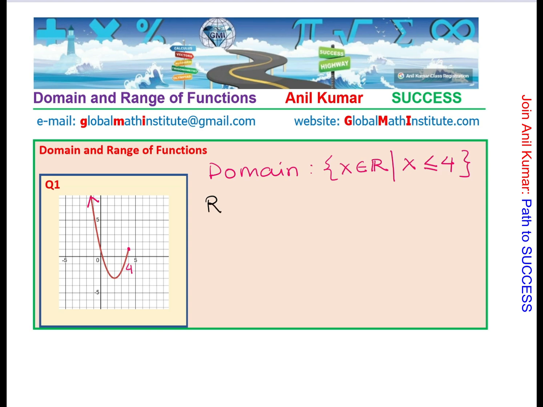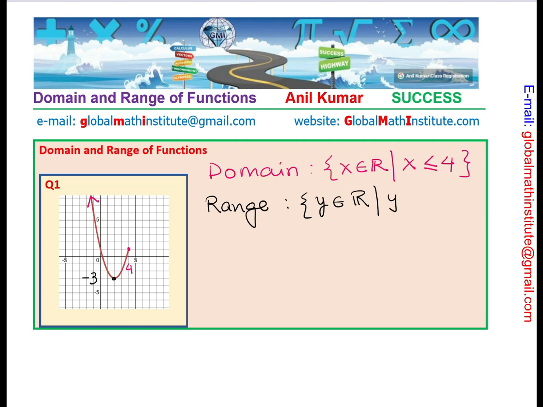And now let's write down the range. Range is all the y values. So y values belonging to the set of real numbers. And as you can see, we have a minimum point here, right? It opens upwards. The minimum point is at -3. And therefore, range is for y greater than or equal to -3. So that I hope is absolutely clear. Now let's continue and answer question number 2.